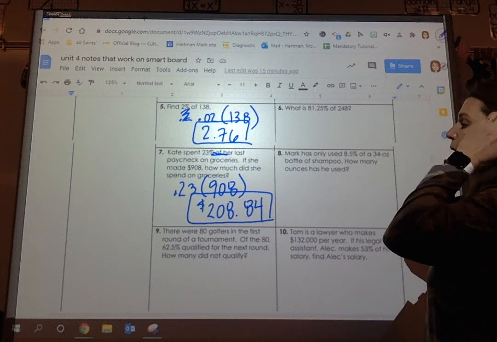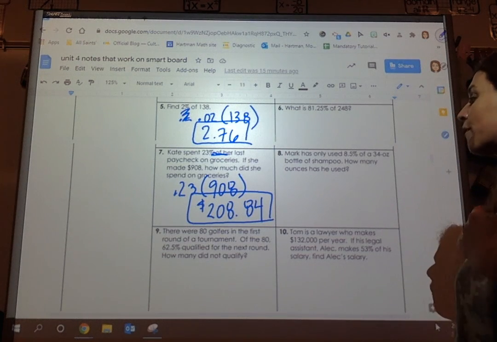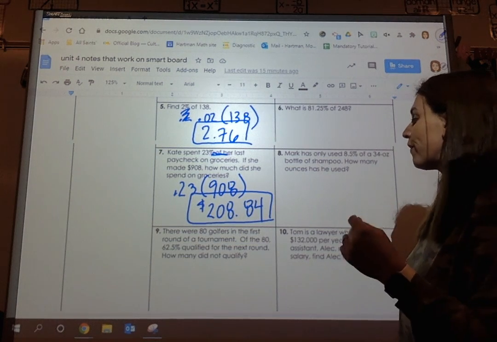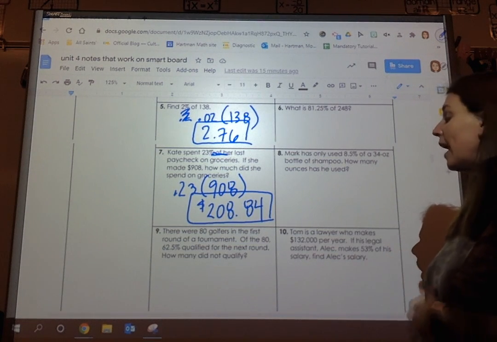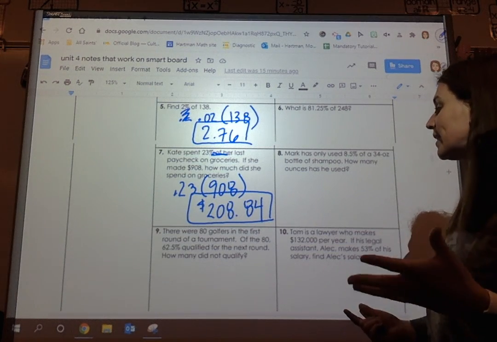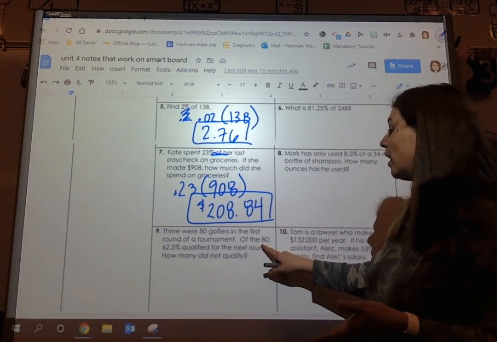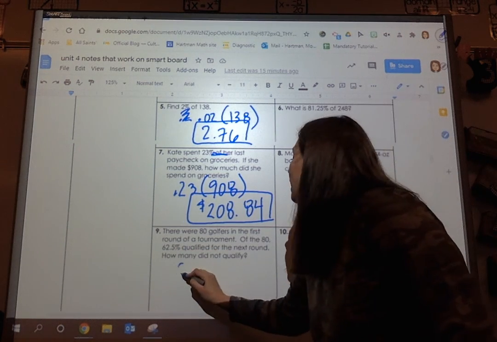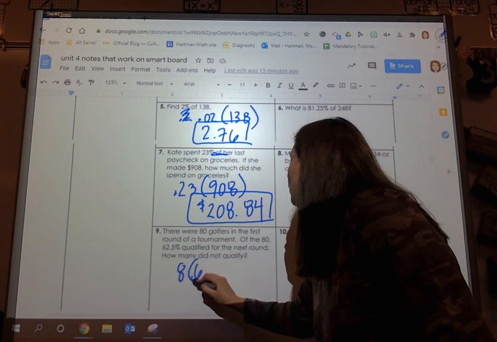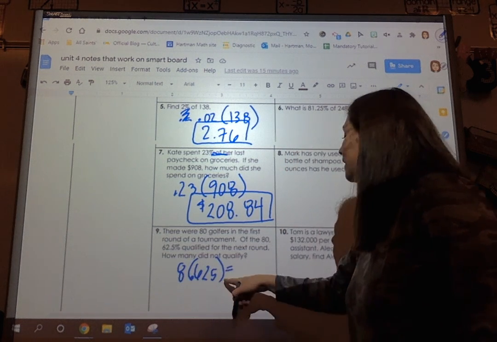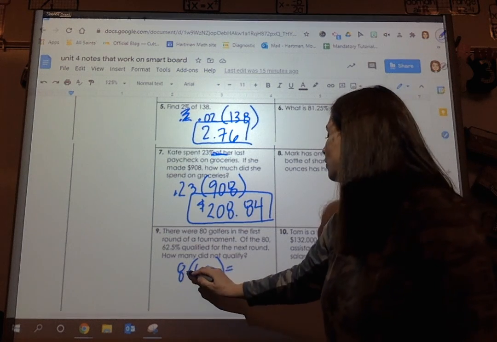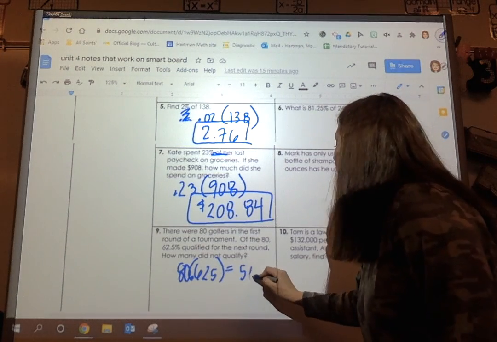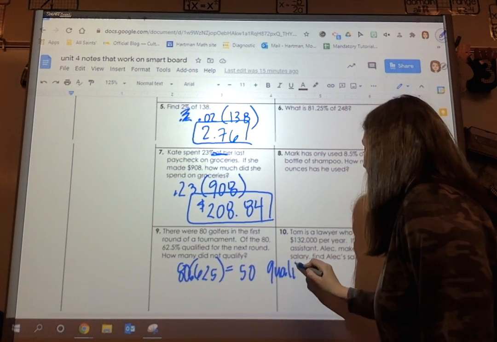All right, here's what number 9 says. It says there were 80 golfers in the first round of a tournament. Of the 80, 62.5% qualified for the next round. How many did not? Well, first we need to see how many did qualify. So of the 80, 62.5% qualified. So 80 times 0.625. This is who qualified. So when I do 80 times 0.625, that gives me 50.